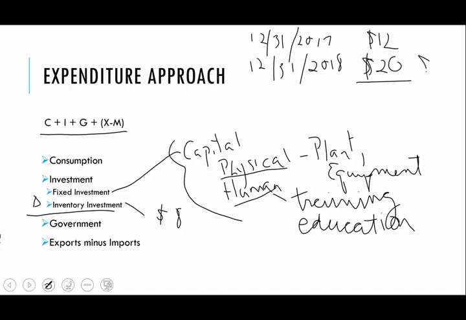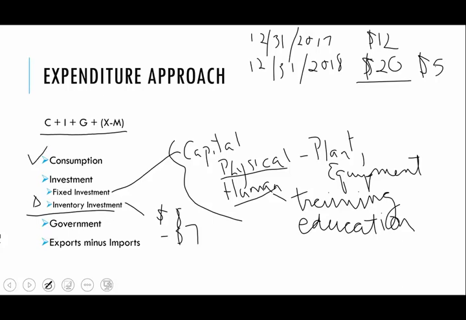What if we closed the door with $5 rather than 20 in 2018? In that case, our inventory investment would be 5 minus 12, which is negative $7.